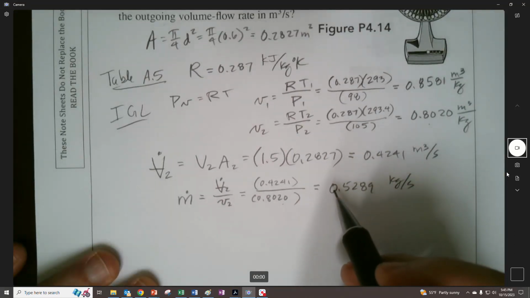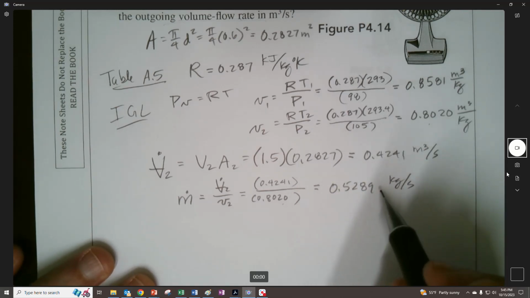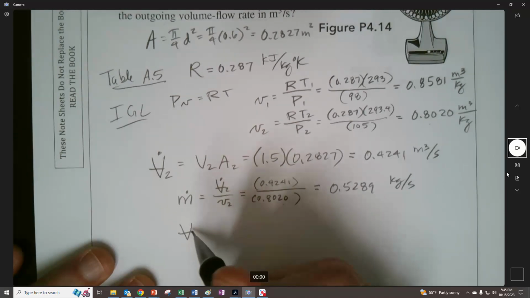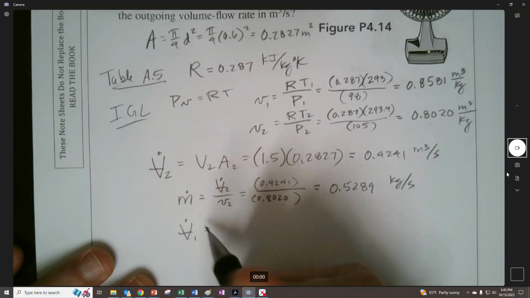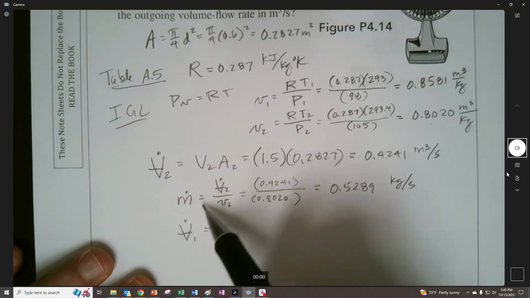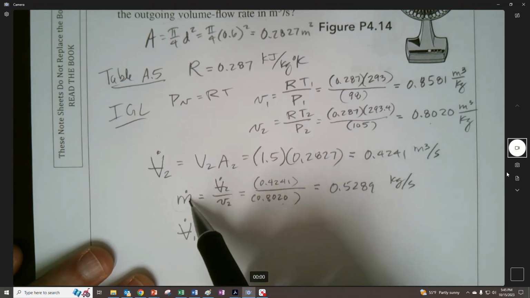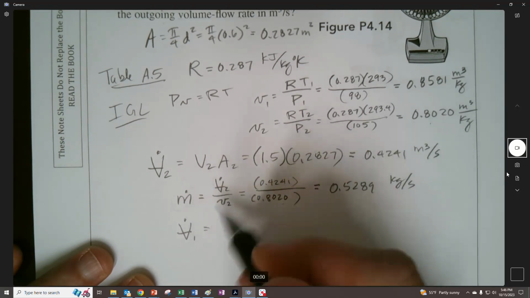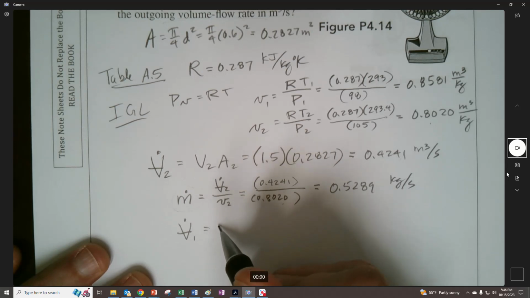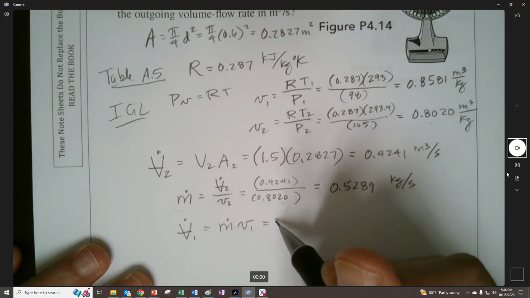And we could find out what our initial volume flow rate is going to be, because this mass flow rate has to be the same. It's not mass 1 or 2. It's conservation of mass. So the mass in has to be equal to mass out. So this is both mass in and mass out, so just mass flow rate. So we could take that mass flow rate and multiply it by v1, and that will give us the volume flow rate in the beginning.